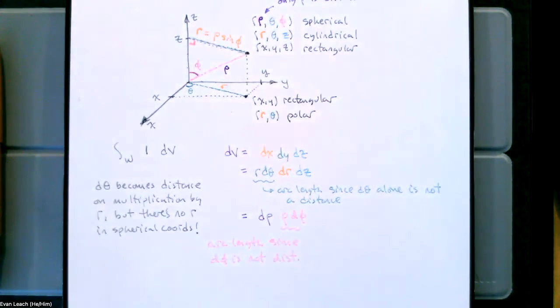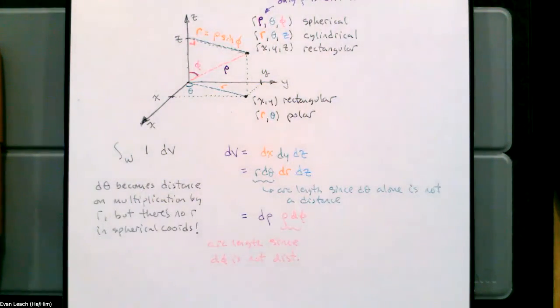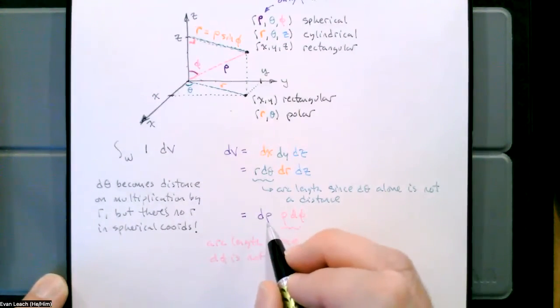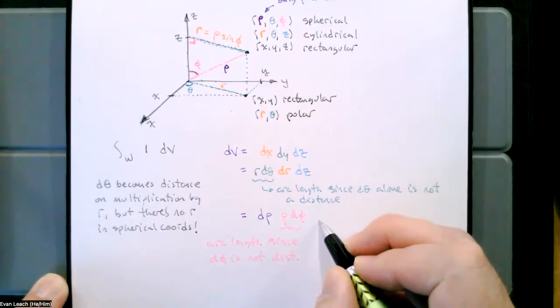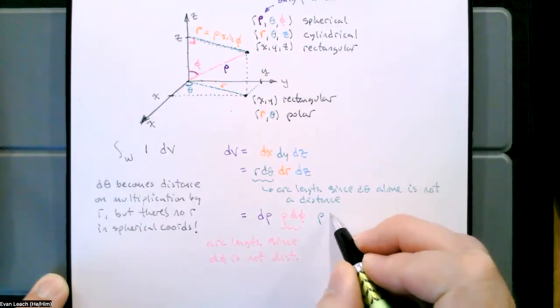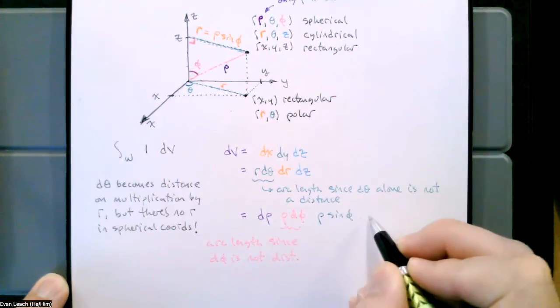That's how far the point is from the z-axis, parallel to the xy plane. And that's what I need to know, because that r is how we turn theta into a length. So we have length times width times height, and our height is going to be rho times the sine of phi times d theta.